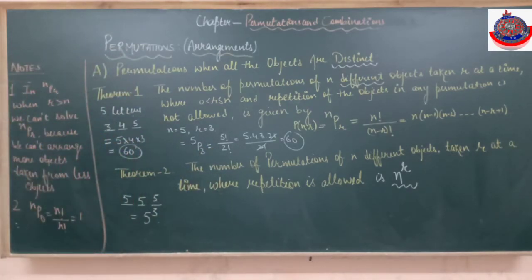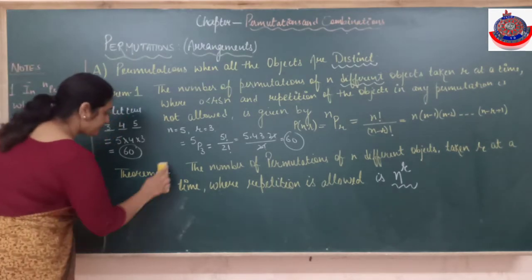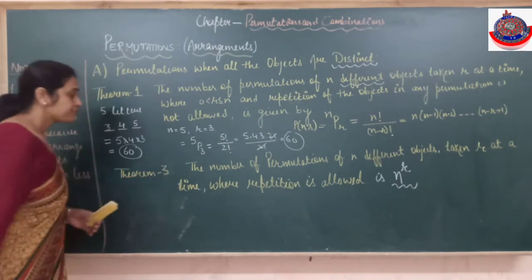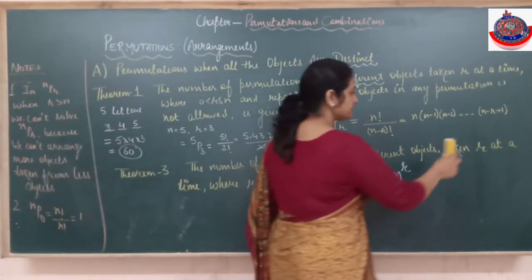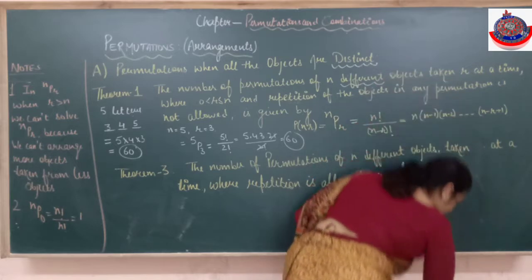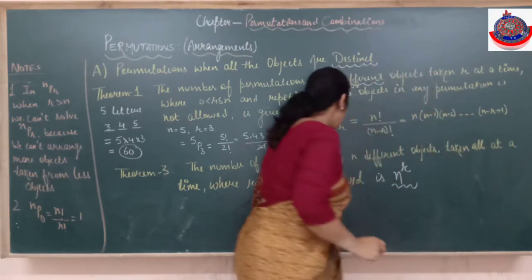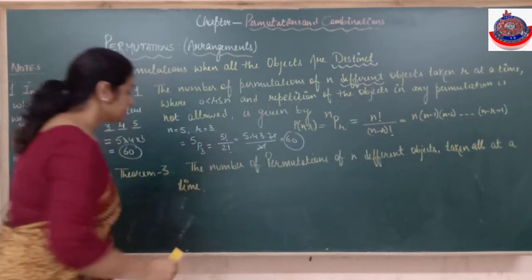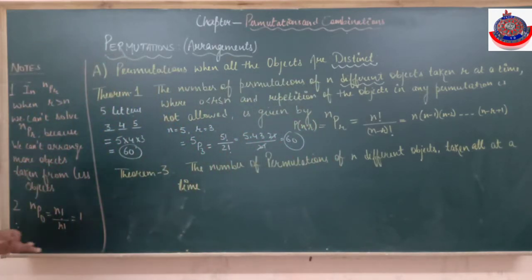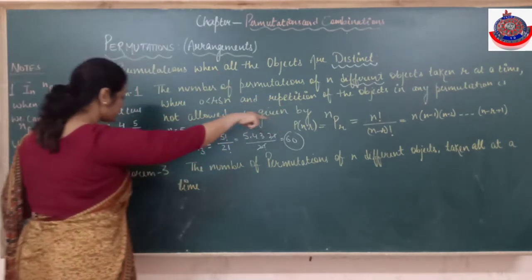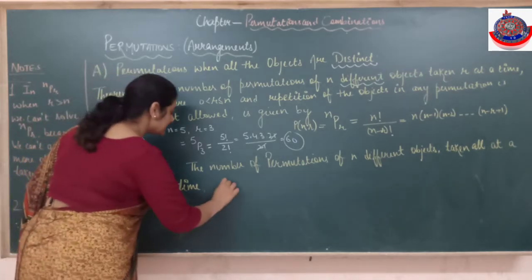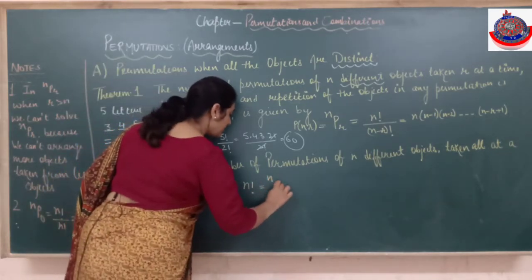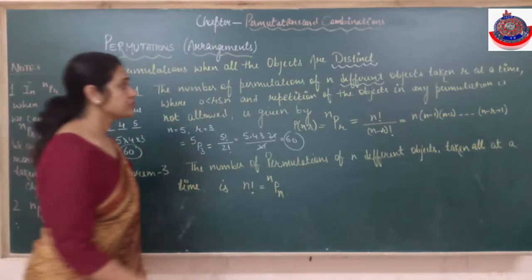Suppose we make a third theorem here. The number of permutations of n different objects taken all at a time is n factorial, that is nPn, when repetition is not allowed. I come to this only as a sub case of the earlier one.